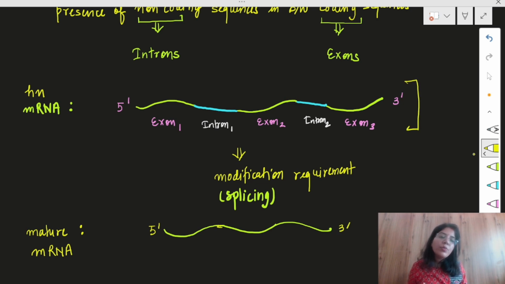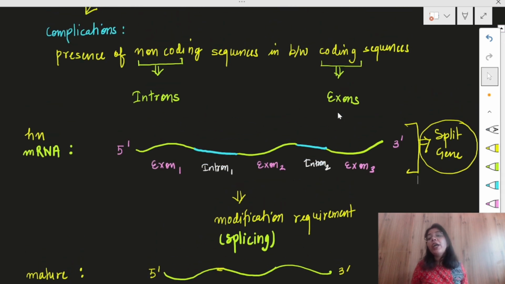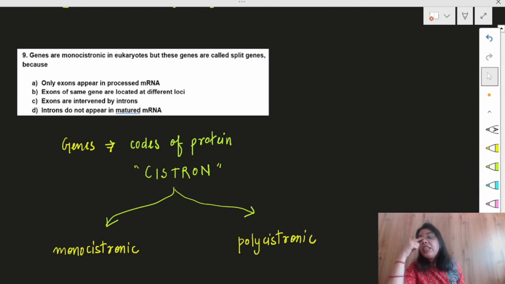So this kind of arrangement occurs in our DNA. That's why it is called split gene arrangement. Why split gene arrangement? Because the information is not continuous. We have split information, we have broken information to make protein. So genes are monocistronic in eukaryotes, but these genes are called split genes.